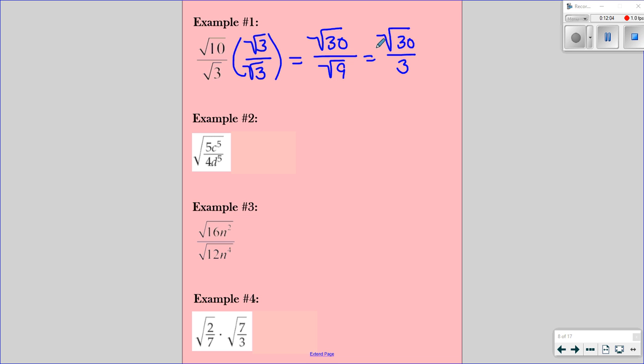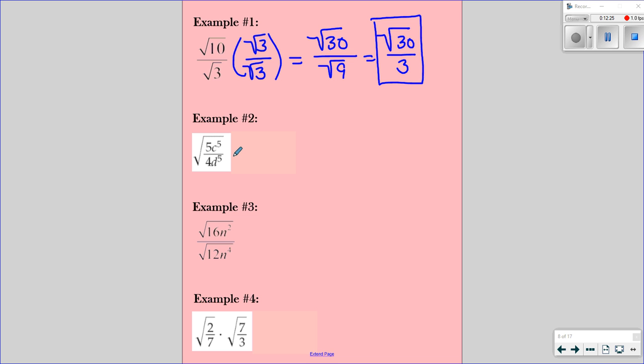So this is the simplest form, because you don't want to have three different radicals on the top. You will basically end up combining them. So 30 is in its simplest form. We can't find a number that will give us a perfect square to break it down further. So that is our answer.